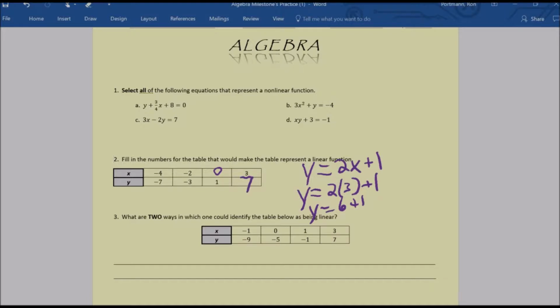We can squeeze in this question here. What are 2 ways in which we can identify the table below as being linear? All right, linear means a straight line, yes. It also means a constant rate of change. So, with those 2 things, straight line.